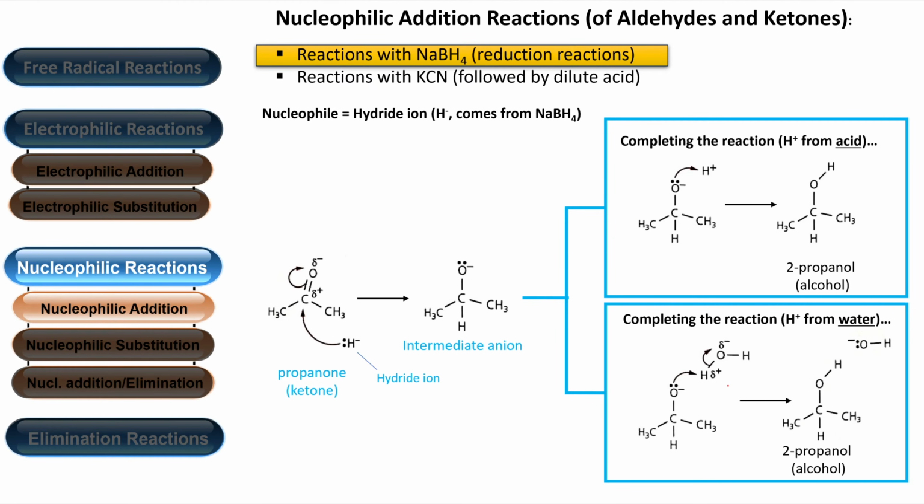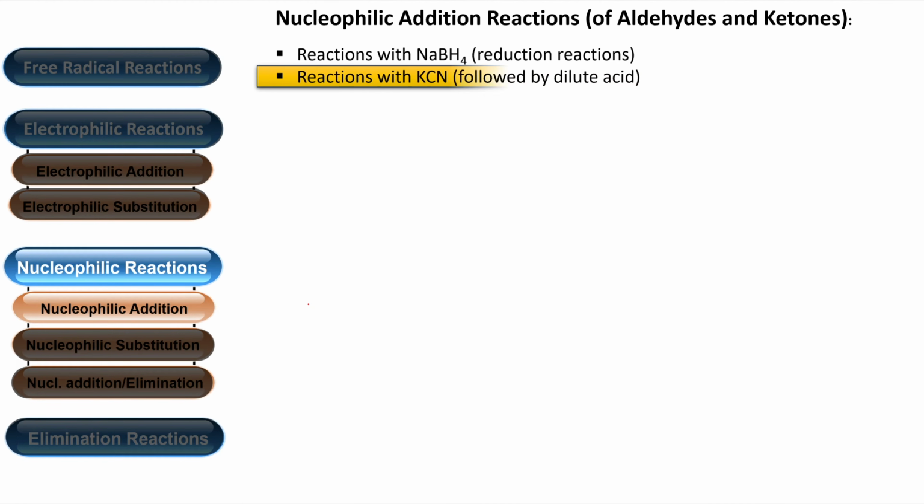So the end product is again 2-propanol, but we get OH negative at the end. So overall, a ketone is being converted into alcohol by the nucleophilic addition reaction. Okay, so now look at the nucleophilic addition reactions with potassium cyanide.